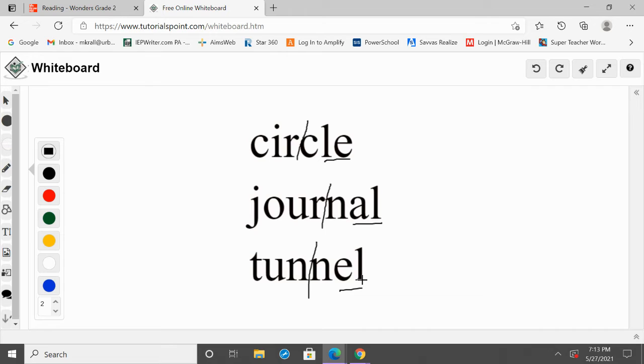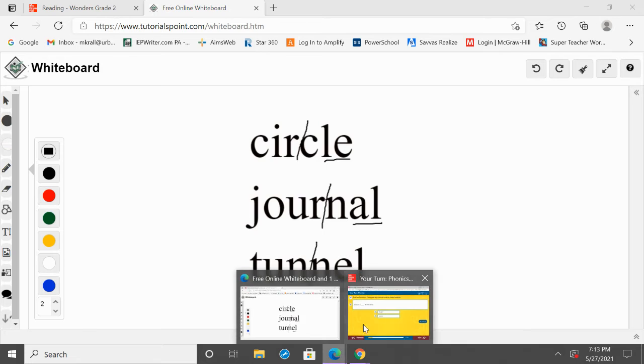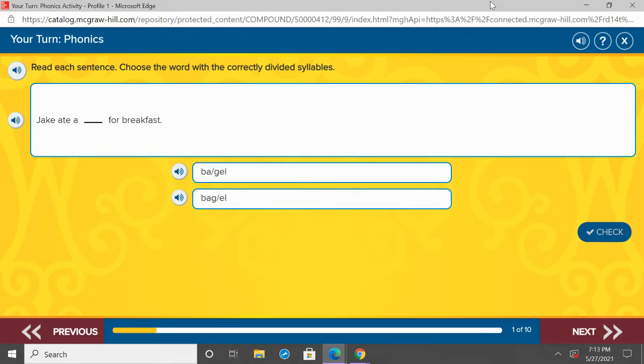So whenever you break these words up into syllables, you see that LE, AL, or EL pattern comes with a consonant. So consonant LE, consonant AL, or consonant EL make up that sound and syllable. Circle, journal, tunnel. You can see that when you break it up into syllables, it'll always break with that consonant LE, that consonant AL, or that consonant EL. So let's go ahead and do a little more practice with this.